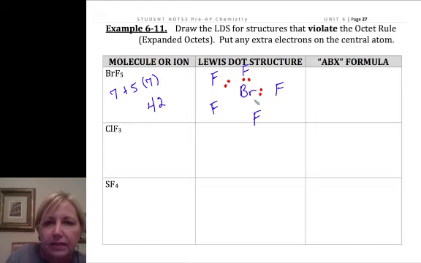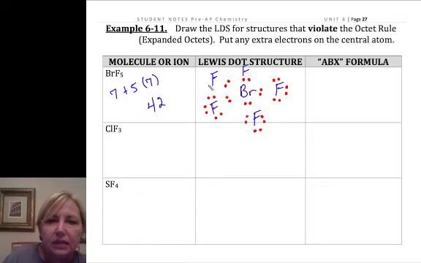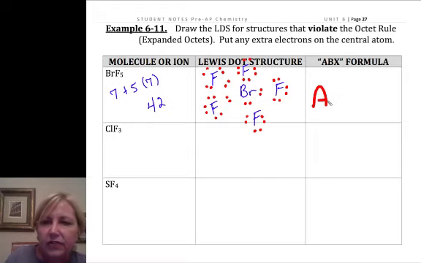Make your bonds. Okay, the center is more than satisfied. It has 10. Didn't have to memorize it, just had to do it. And then go around and count. And I happen to know that fluorine cannot double bond, so I know that all of these fluorines are going to be a complete normal octet without any deficiency. A stands for the bromine. I've got 5 fluorines around it, so this would be AB5.